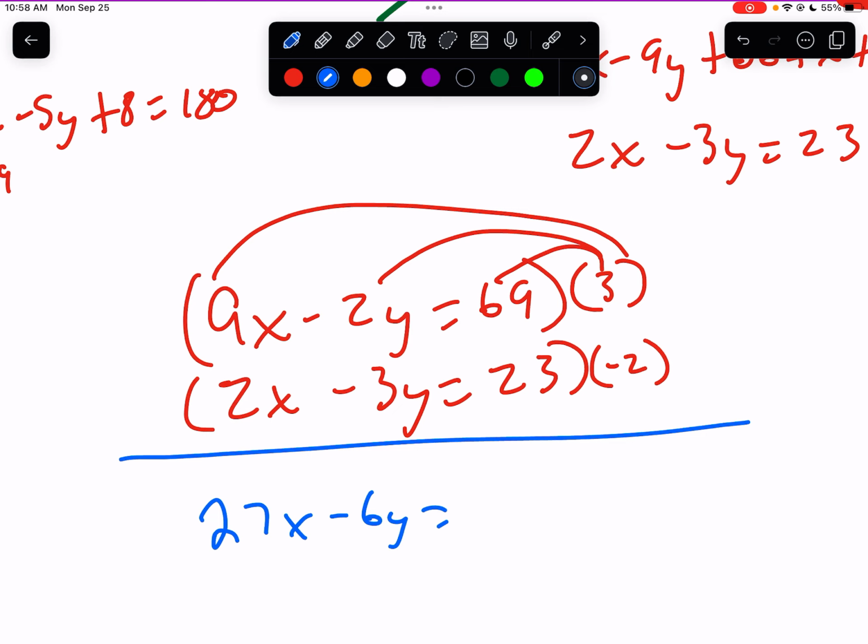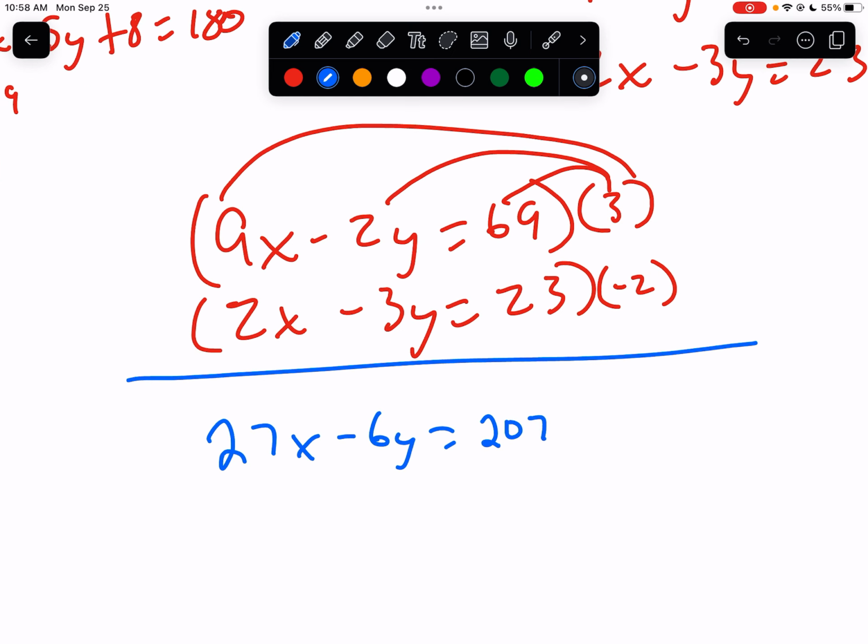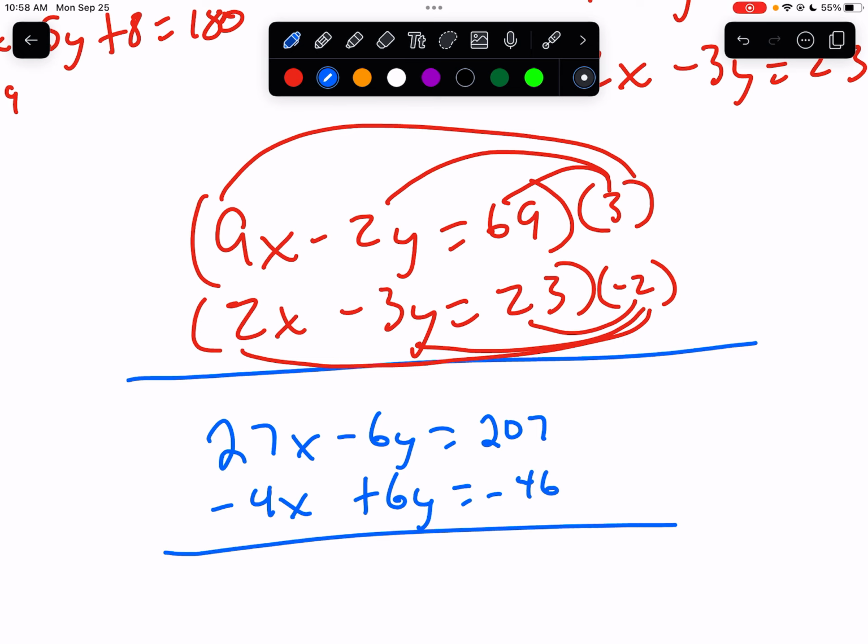I keep messing up. 3 times 69 is 207. Yeah, just want to make sure I got it right. The bottom row, everything is going to be times negative 2. So negative 2 goes to all of those numbers. You can't just do some of them. You have to do all of them. That's going to be negative 4x, positive 6y, and negative 46. So when you do this, you're going to end up with 23x. The y's are going to cancel out, equals 161.